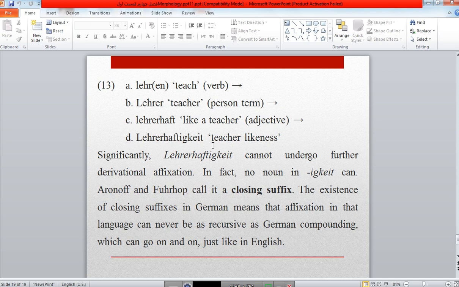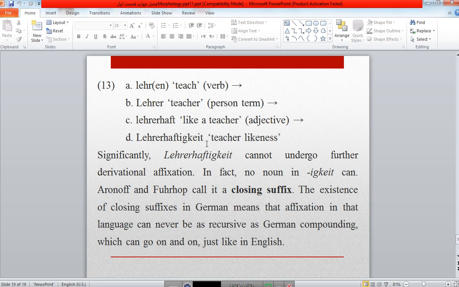Significantly, this last word which we produce, a Germanic word, cannot undergo further derivational affixation. In fact, no noun like this, Keit, you see it's a Germanic word, can. Aronoff calls it a closing suffix. We call it a closing suffix because after that we cannot add another suffix to it. So we call it closing suffix because it closes the word, okay?